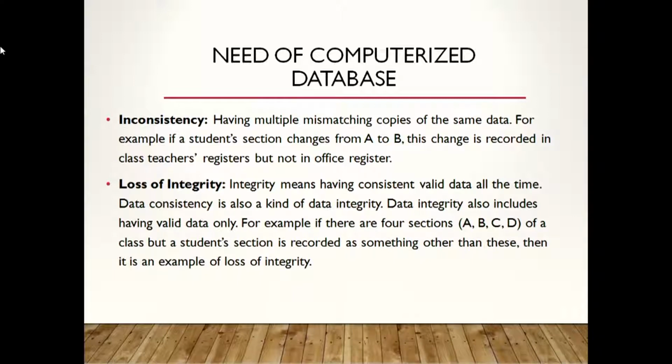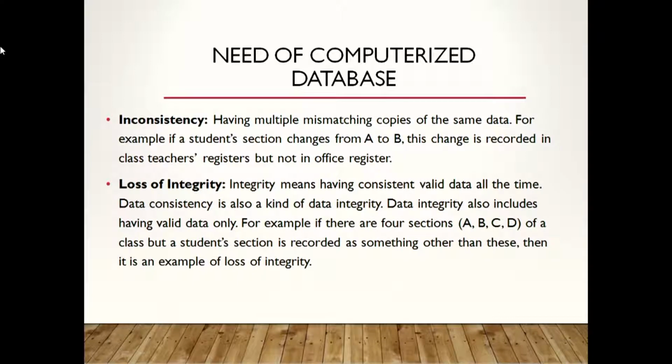Now suppose the student changes his section from 10th A to 10th B. The class teacher has changed this record in the attendance register, but in the office files and in the sports teacher's file, the data remains the same. So this leads to inconsistency. There are mismatching copies of the same data everywhere. So the second problem which we face in a manual database is inconsistency.